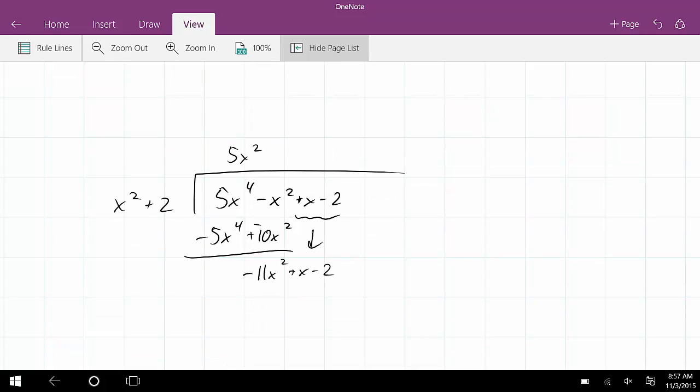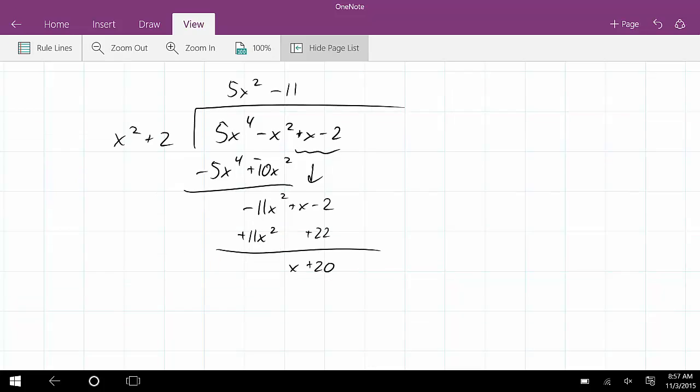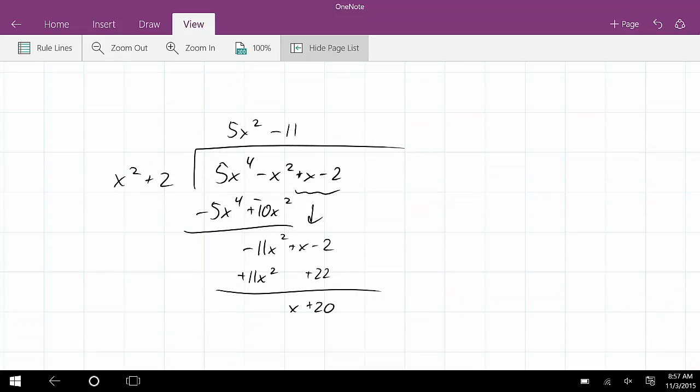Now what do I have to multiply x squared by to give me negative 11x squared? I need to multiply it by negative 11. So negative 11 times x squared is negative 11x squared. Negative 11 times 2 is going to be negative 22. Now you change the signs and add down. So this is 0x squared, this is plus x, and this is plus 20. It's x plus 20. That's going to have to be a remainder.